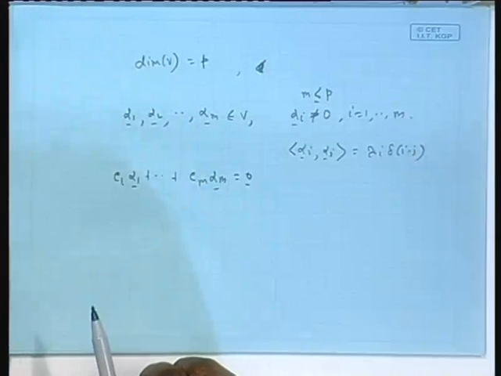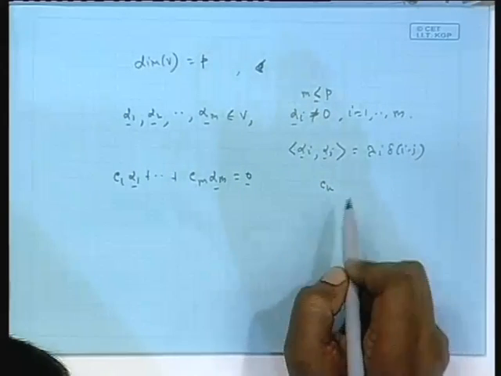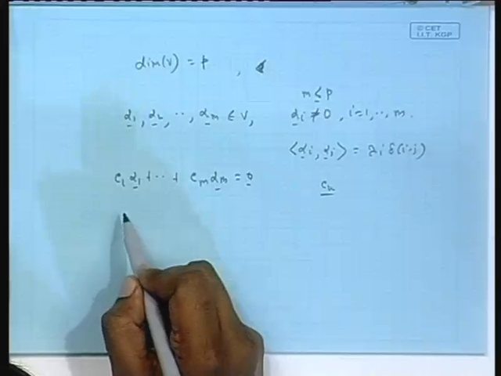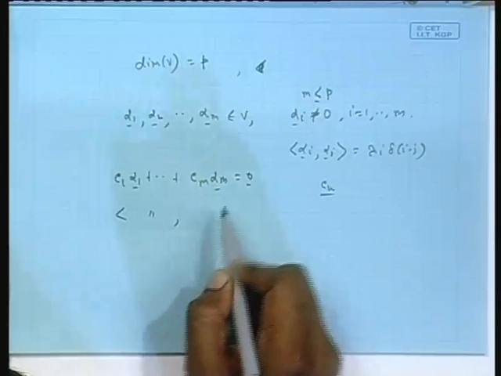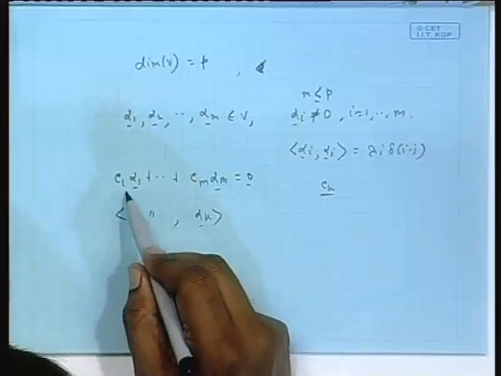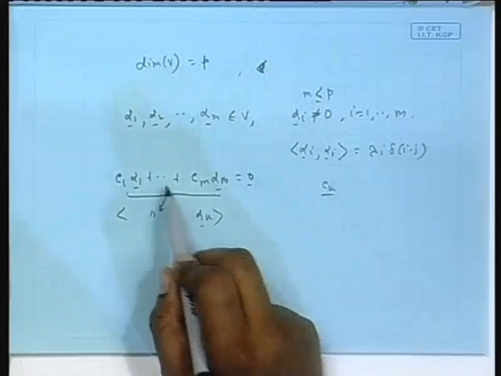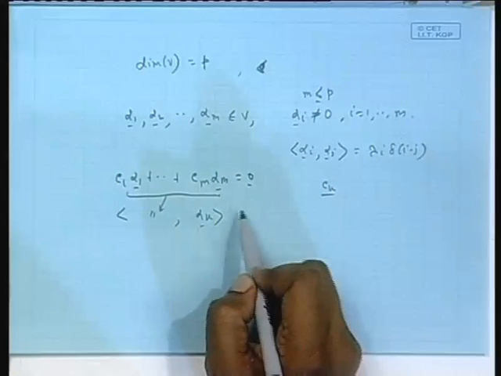Suppose you have to find out a particular coefficient C k. What do I do? I take the left hand side and take its inner product with alpha k. C k with alpha k appears here in this summation. So, I take the inner product with alpha k.